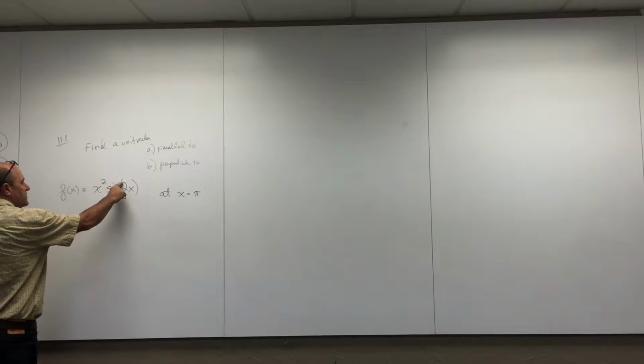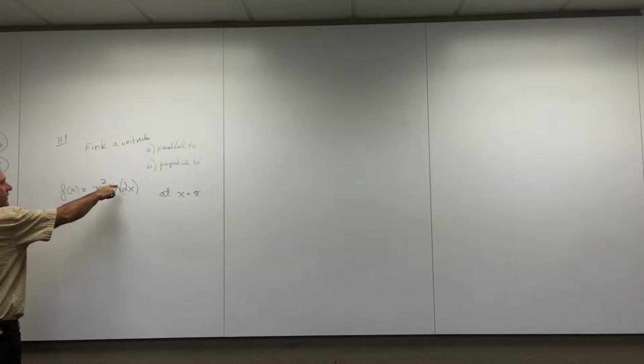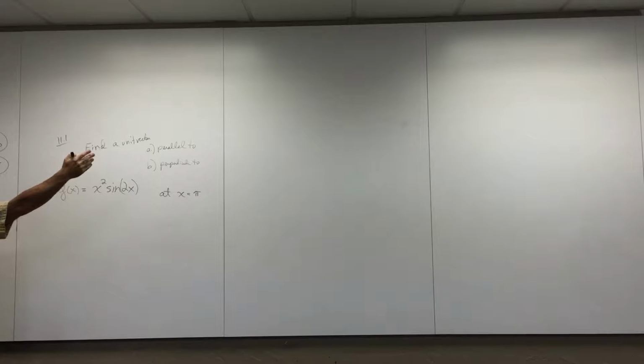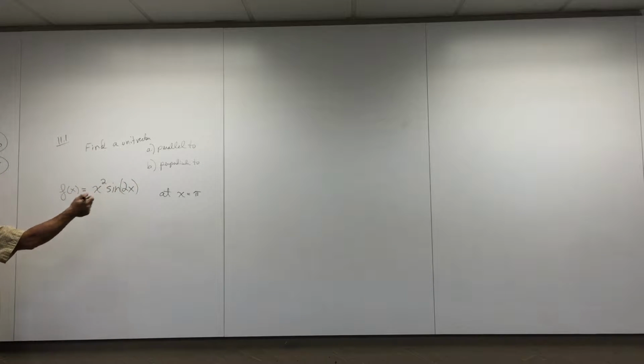Yeah, this is one of these questions from 11.1 where we find a unit vector parallel to and perpendicular to this function at this point. We did some homework with this, and then we had a quiz question. I just wanted to do it again. What do you need to do? Do you remember now? Yeah, you take the derivative.